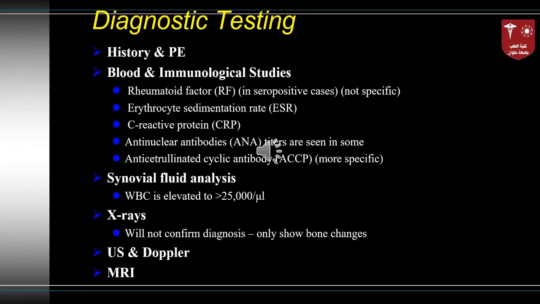And after that we do some imaging like X-ray, which can confirm the diagnosis, but it cannot diagnose rheumatoid arthritis, especially in the early stage. Then comes the new modes of imaging like ultrasound and Doppler, which can diagnose as early as possible, but it needs experts in doing the tests. And magnetic resonance imaging can diagnose some early cases of rheumatoid arthritis.